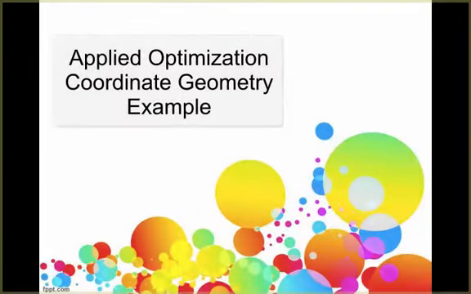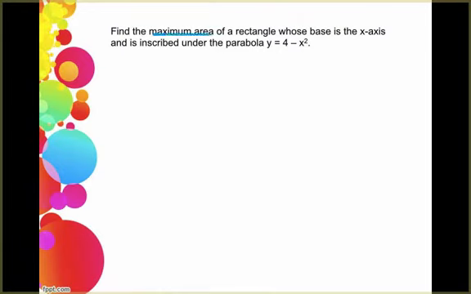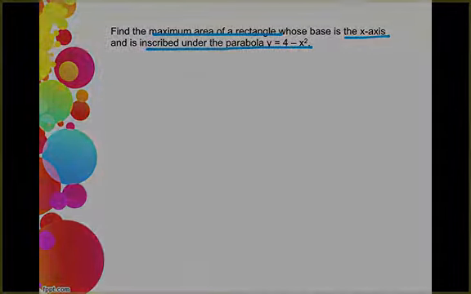Our next application problem to optimization is going to involve a coordinate geometry example, and we're going to be looking at a parabola and putting a rectangle inside of that so that we can maximize the area of our rectangle. In this problem, we want to find the maximum area of a rectangle whose base is the x-axis and it is inscribed under the parabola 4 minus x squared.